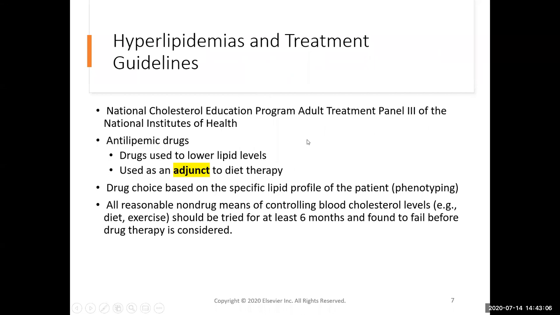So there have been a lot of guidelines that have come out. This has been well studied and well documented. And we know that anti-lipemic drugs are used to lower lipid levels and as an adjunct to diet and lifestyle therapy. So what that means is, on the last bullet here, you see all reasonable non-drug means of controlling blood cholesterol levels should be tried for at least 6 months and found to fail before drug therapy is considered, because drug therapy is not without its own risks.